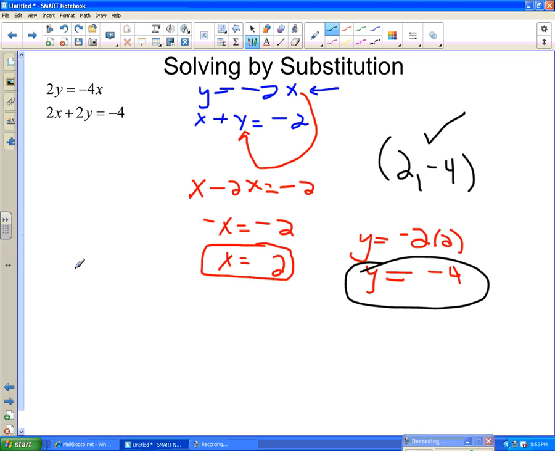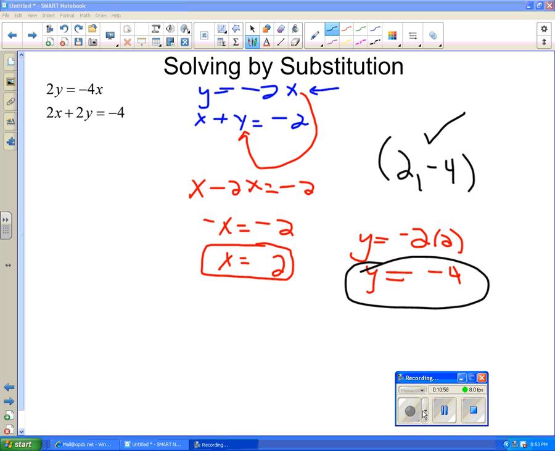So we've gone over how to solve by substitution a linear system with 2 variables. So go back, look it over, study it, and come to class and see if you have any questions. I will see you in class.